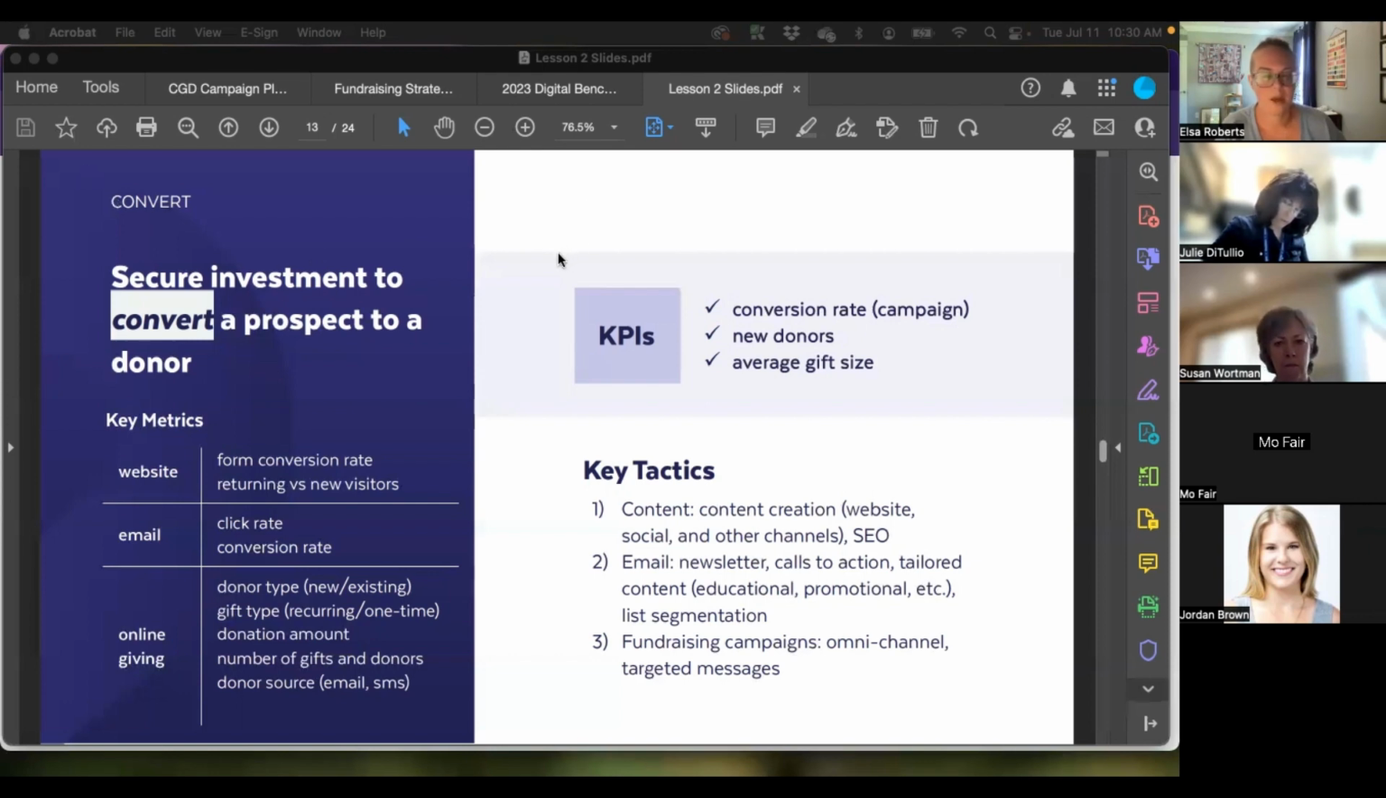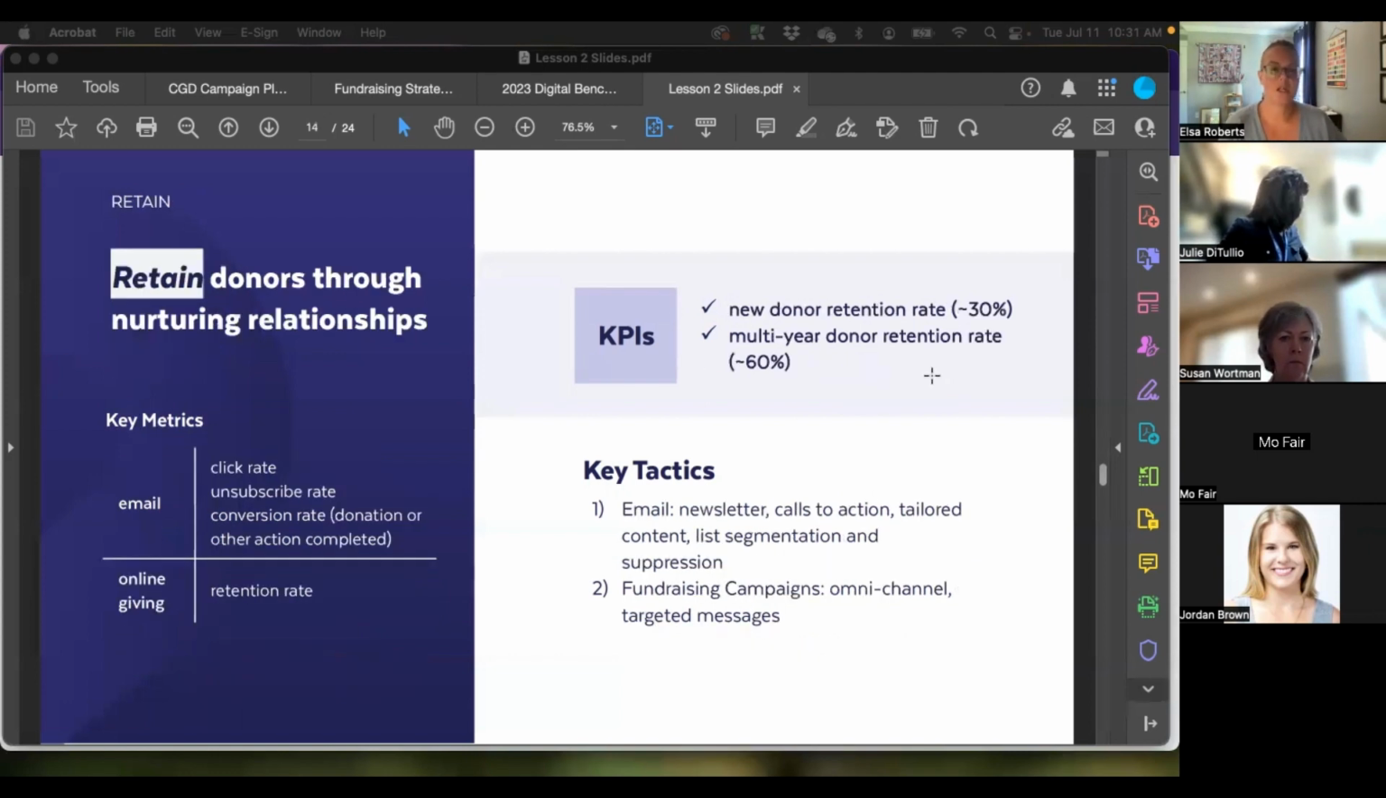Let's see. So the other thing for convert is when you're thinking about key performance indicators here, conversion rate, new donors, and average gift size are some typical key performance indicators. But again, this is going to be dependent on what your goals are for your organization.